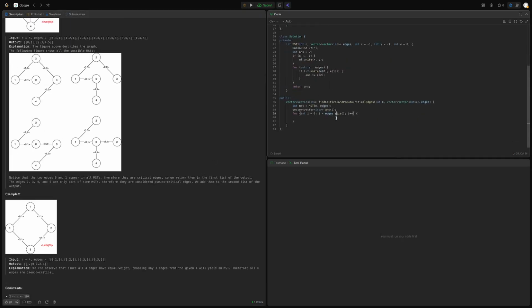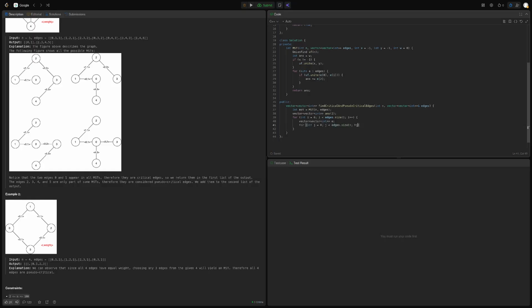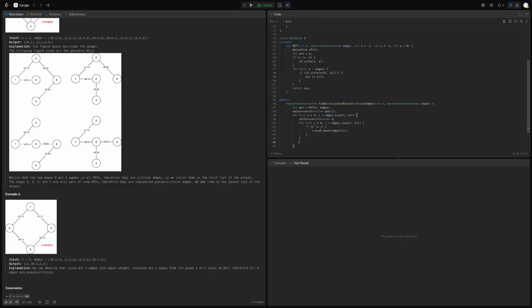What this does is that it prepares us for the scenario where we want that edge, right? So if MST of I, I have to still remove that edge. Oh my god, vector. If I doesn't equal j, edges push back edges I, edges j. Okay, so now we build the edges, right?